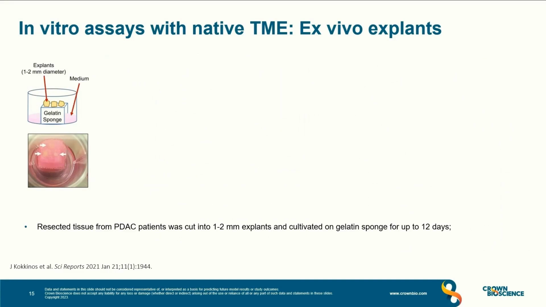Another interesting approach is ex vivo explants. It's presented here from a paper by Kokkinos et al. The authors used pancreatic cancer explants of 1 to 2 mm in diameter that were cultured on a gelatin sponge. The culture was much longer than in the previous example, up to 12 days.